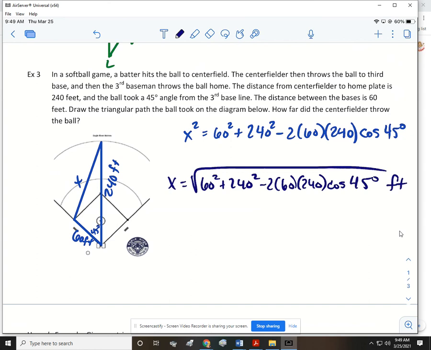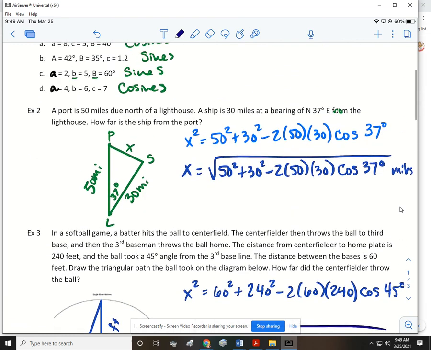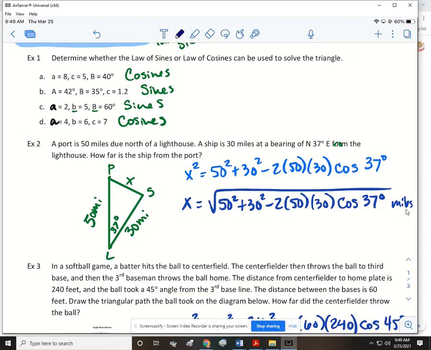Okay, so what I want you to do is finish the application worksheet, where at the beginning you have to do something like example 1, and then it's just applying law of sines and law of cosines.